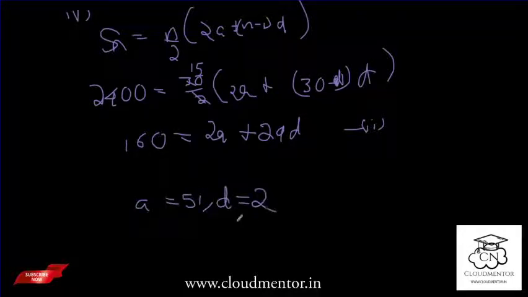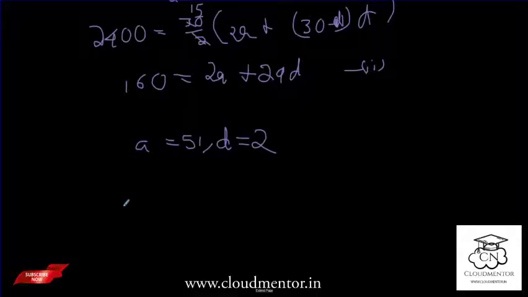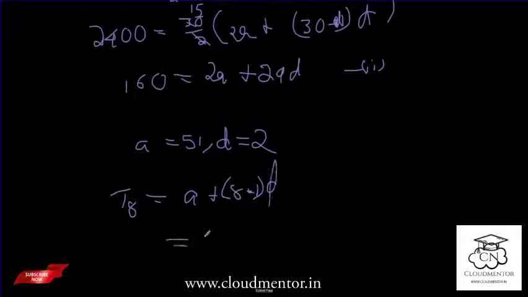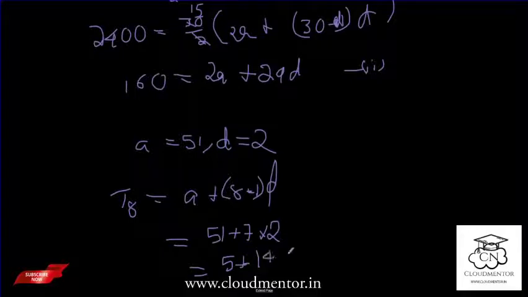A equal to 51 and d equal to 2. So the last step is to find the required result. The required result is to find the 8th installment. That is, t8 will be equal to a plus (8 minus 1) of d, that is equal to, a is here, we got that 51, plus 7 multiplied by the d, which is 2. So we get 51 plus 14, that is equal to rupees 65 he paid in the 8th installment.